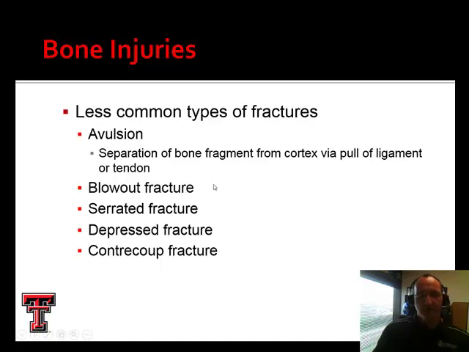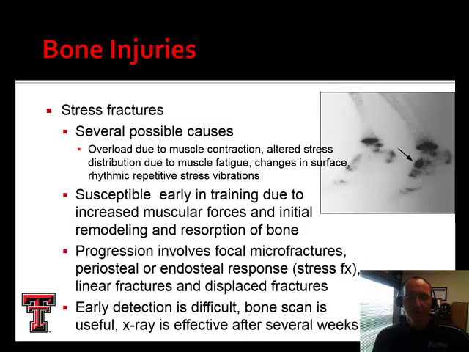Other types we can see, and there are pictures of these in your book: blowout fracture, serrated fracture, depressed contrecoup fracture. You can take a look at those when you're reading through and see those examples in your textbook. Another type that we see quite often in endurance athletes are stress fractures.